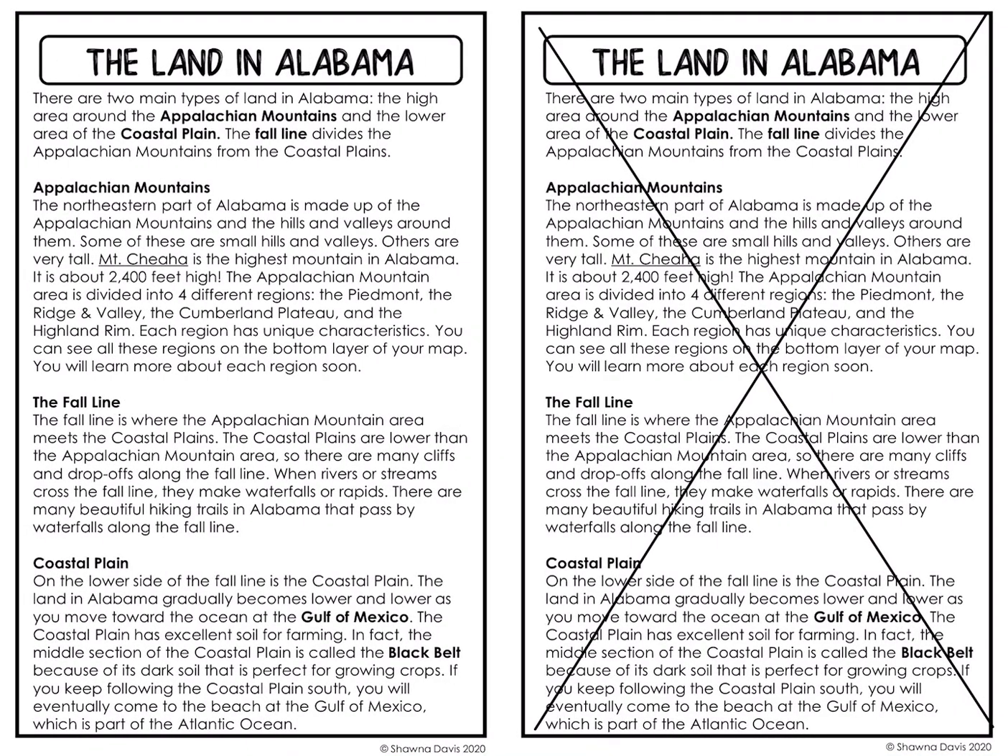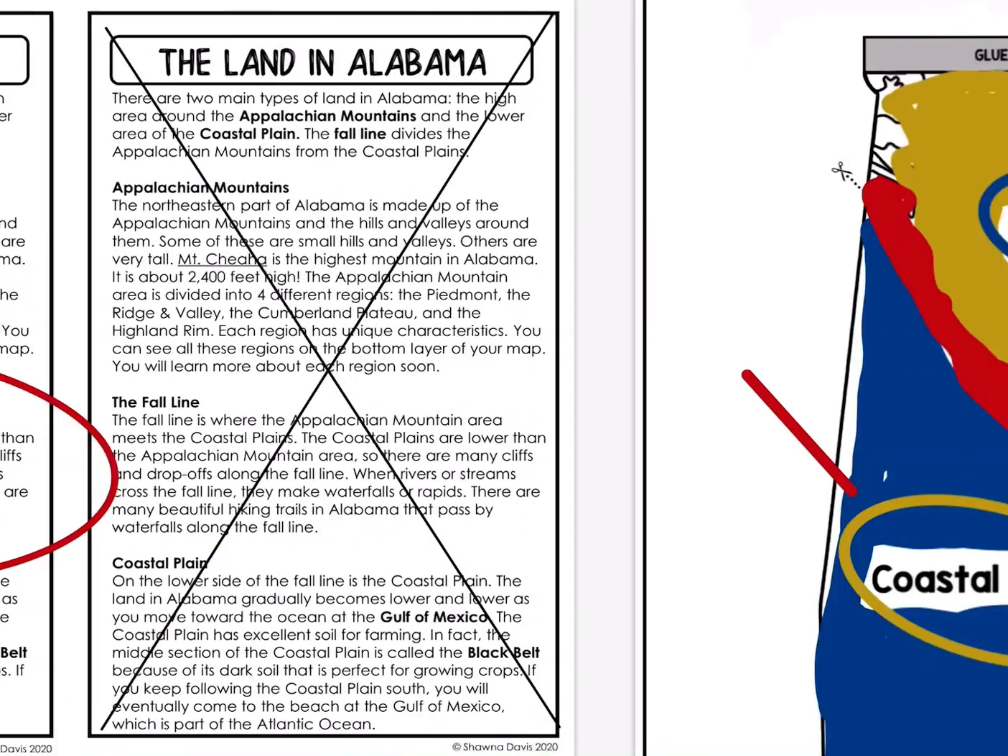So let's go back and take a look right here at the fall line. The fall line is where the Appalachian Mountains area meets the coastal plains. The coastal plains are lower than the Appalachian Mountain area, so there are many cliffs and drop-offs along the fall line. When rivers or streams cross the fall line, they make waterfalls or rapids. There are many beautiful hiking trails in Alabama that pass by waterfalls along the fall line.